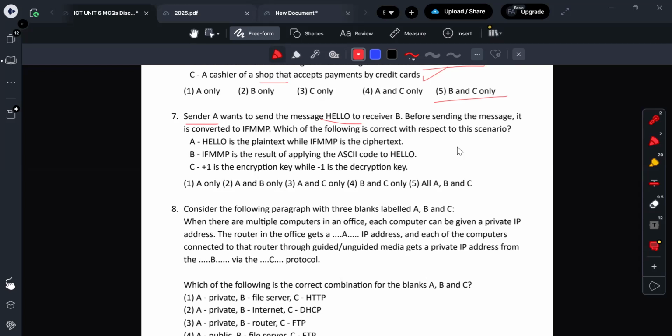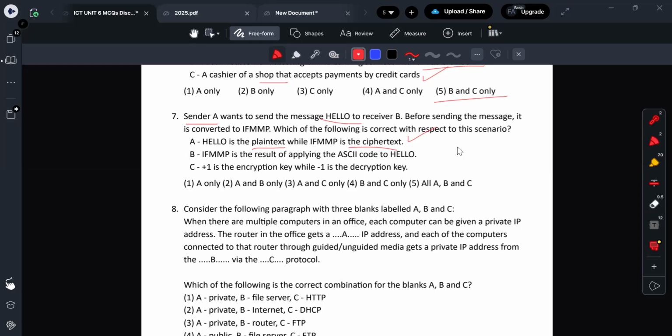This is correct. So what is plain text? It is the unencrypted message, right? And ciphertext is what? The unreadable encrypted output. Got it? Plain text is the unencrypted message, whereas ciphertext is the unreadable encrypted output. Okay? So that is correct.